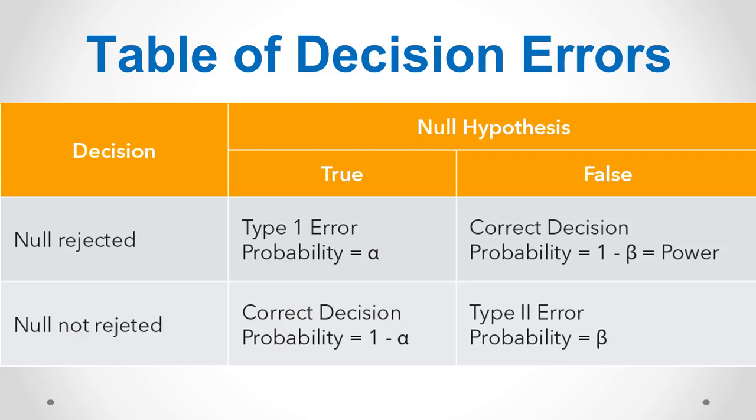Here's the table of decision errors, or what we fondly refer to as the confusion matrix, because it tends to confuse students. This table shows that there are 4 decisions we could make. 2 decisions are errors, type 1 error and type 2 error, and 2 of them are correct decisions.